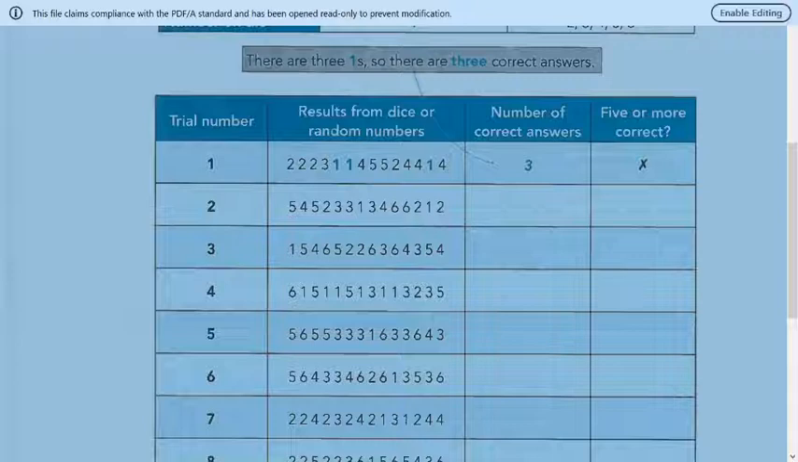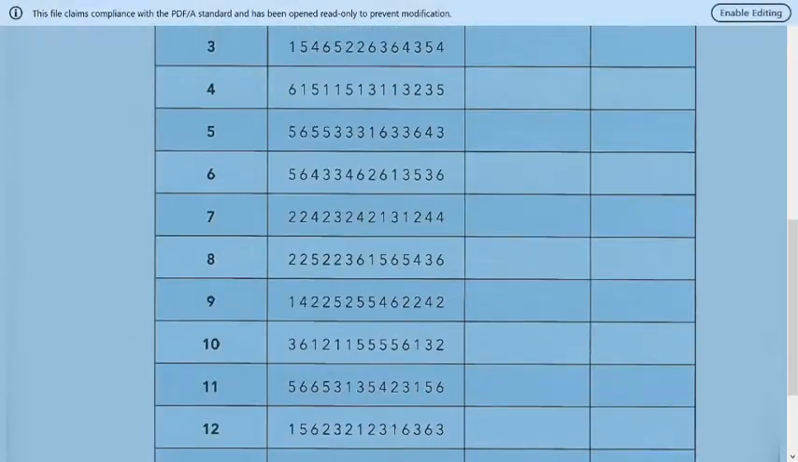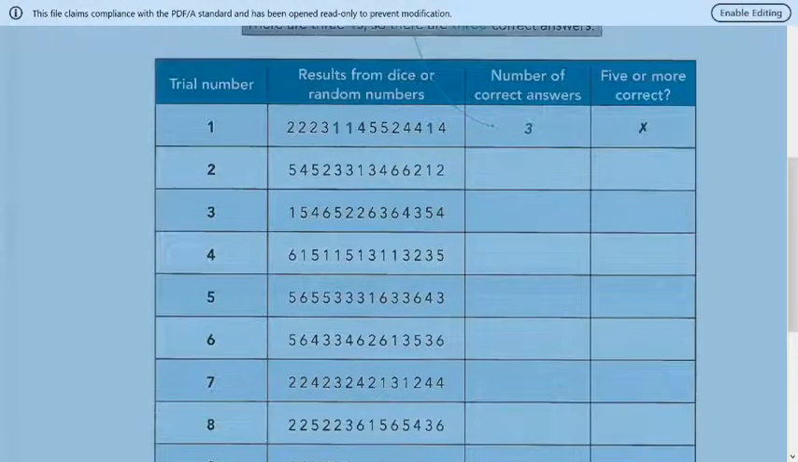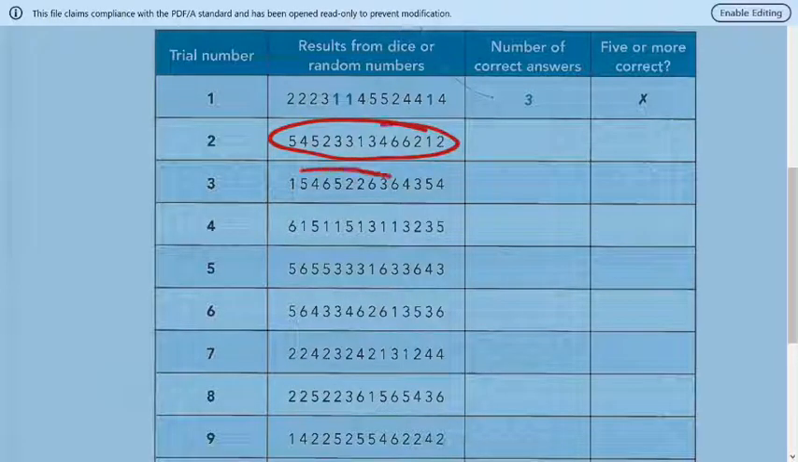This one is on page 32. Okay? I have no idea why I've turned it blue. Just deal with it for a minute, though. So you'll see the trial numbers. Now, when you're doing this, you're going to use your own numbers, but here they've generated numbers for you.